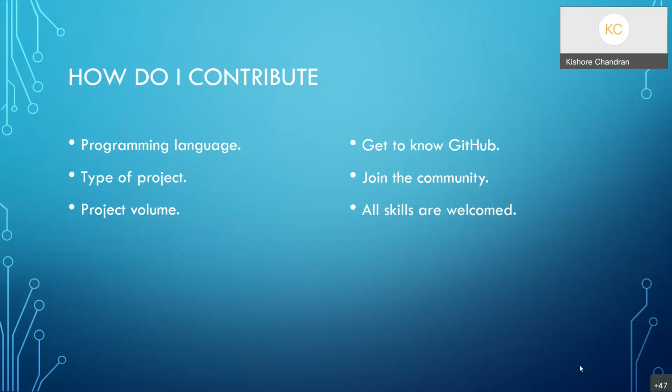The type of project is about what problem I am going to address in the project. Some projects would be about security vulnerability problems. Some would be totally automobile related problems. Some would be data science related problems. So you have to choose what type of project you want to address. This is one thing. And one more is the volume of the project.